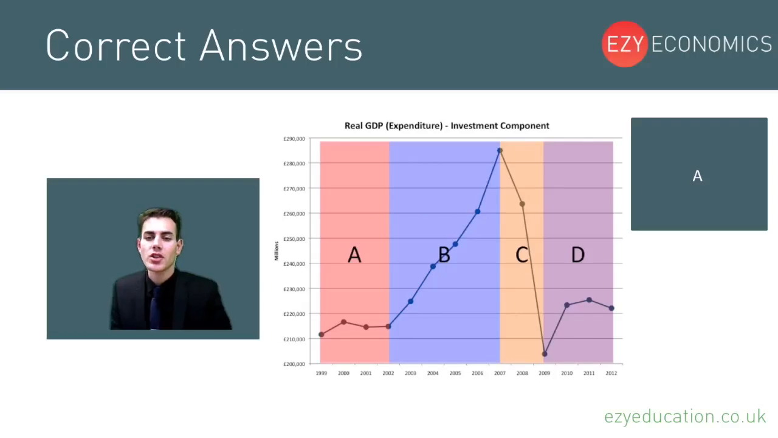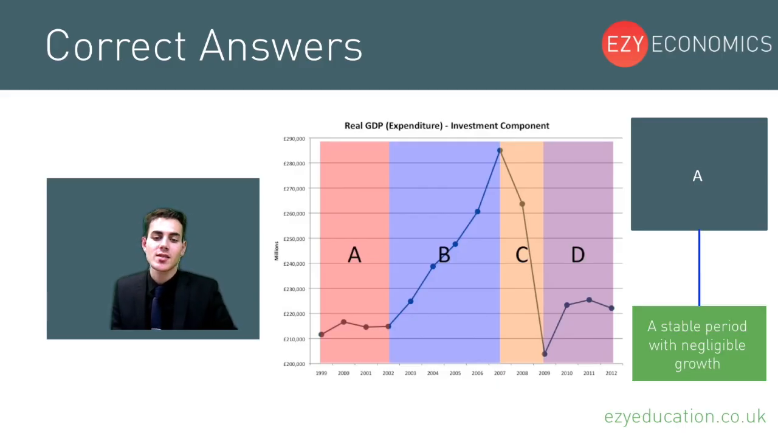Okay, so in this question we were given a chart that showed the investment component of the expenditure approach to calculating real GDP, but importantly the graph was split into four different sections, section A, B, C and D. And to answer this question we just had to highlight which of the descriptions matched the particular portion of the graph. Now, part A of the graph signifies a stable period with negligible growth.